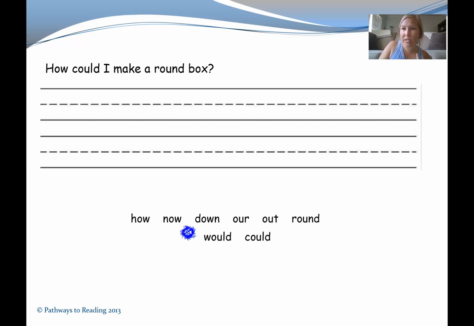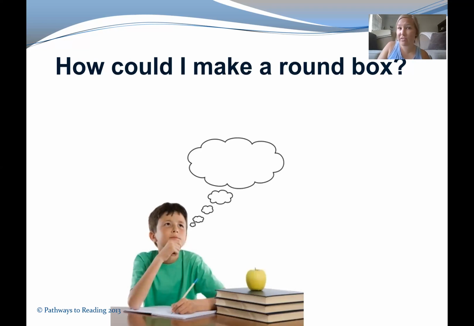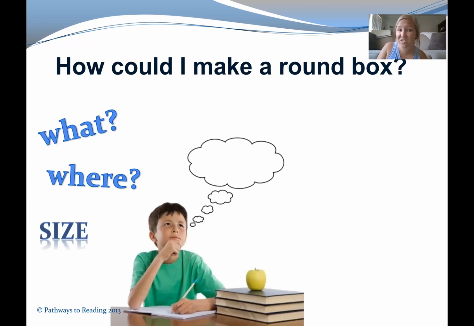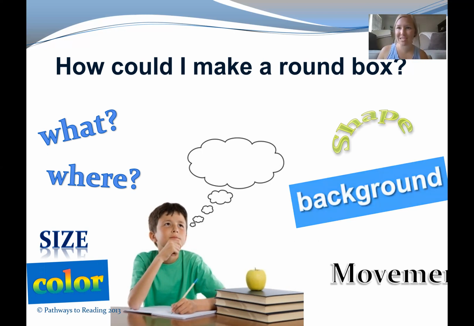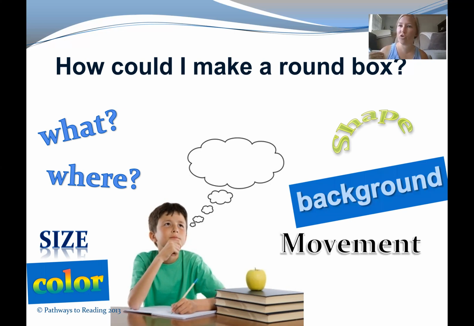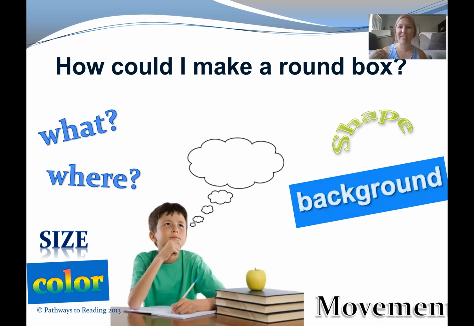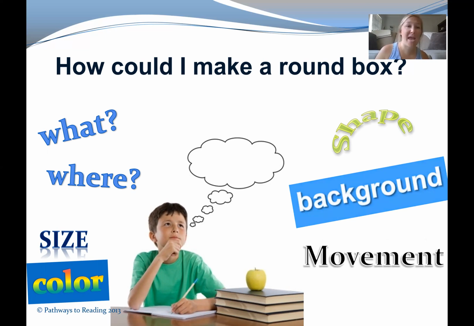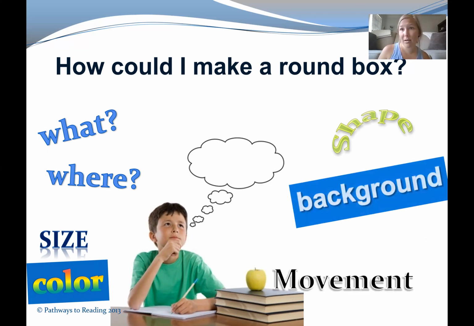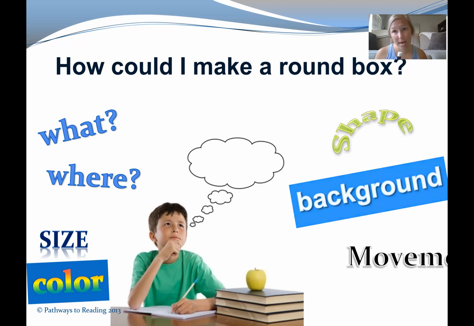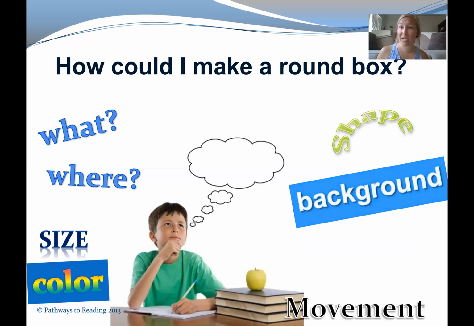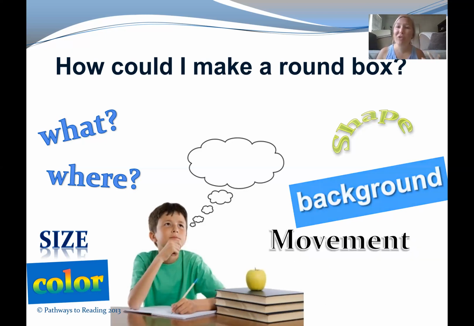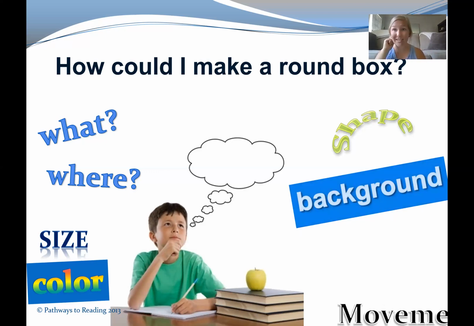story? So I'm going to click to the next slide, and we have a bunch of different things that we think about. You know, what, where, the size of something, the color of something, its shape, its background, is it moving? Okay, so how could I make a round box? So what's a detailed sentence that we could add to this story? Okay, so I think I could make a round blue box by cutting it in a circle. Okay, or I don't know how to make a round box, but I could make a red square box. So whatever you want to add for your second detailed sentence, go ahead and do that now, okay?